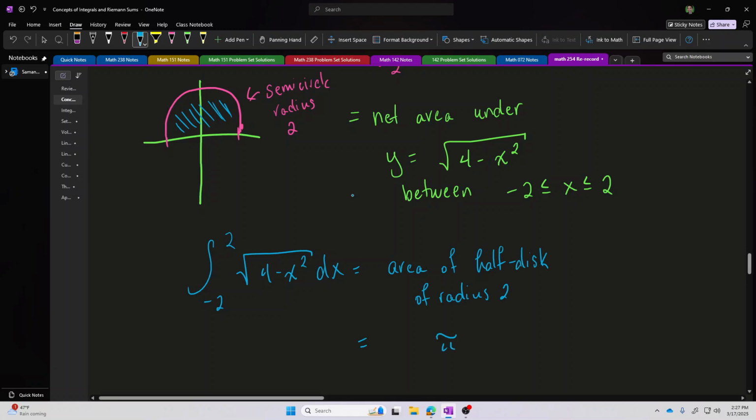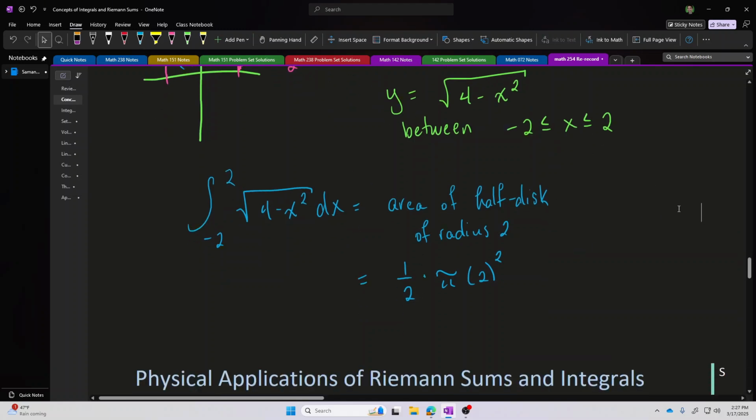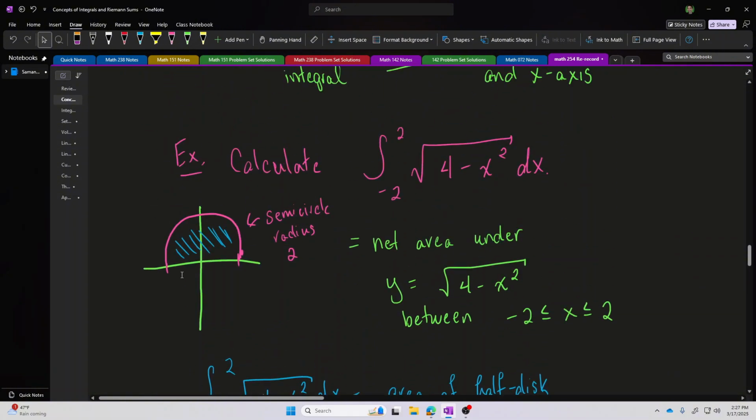Just take the area formula for a circle of radius 2 and then cut that in half because I only have half a circle, and therefore I get that the value of the net area and therefore the value of the definite integral is positive 2 pi. Positive because this region is above the x-axis, so it would have a positive net area.